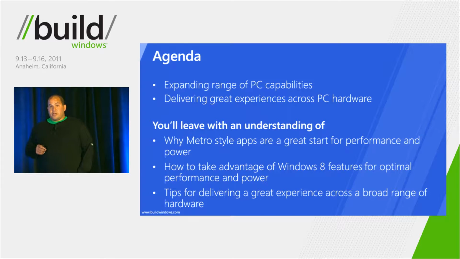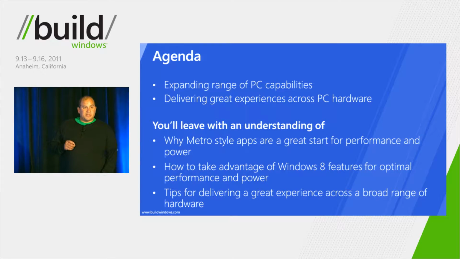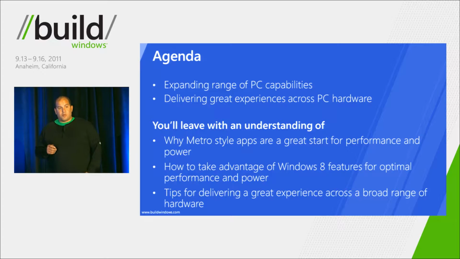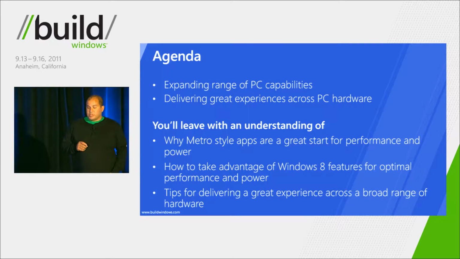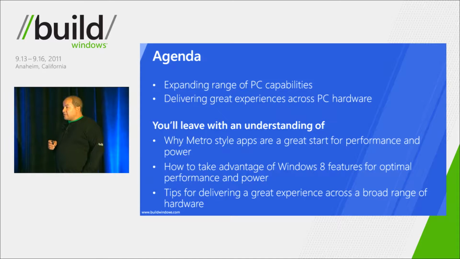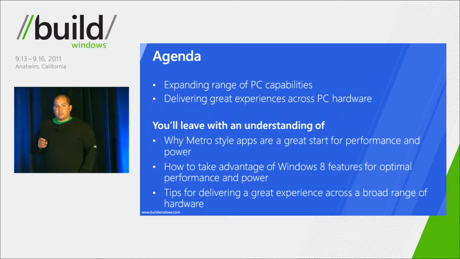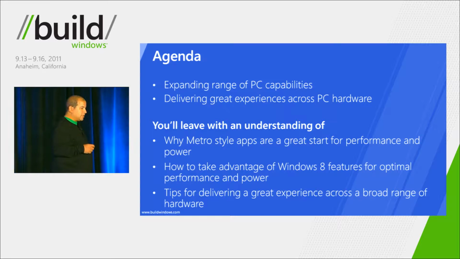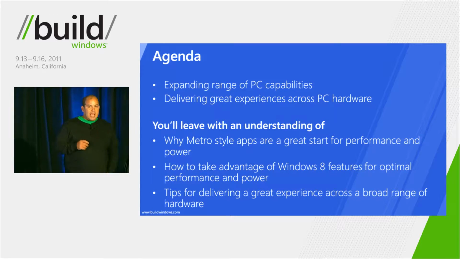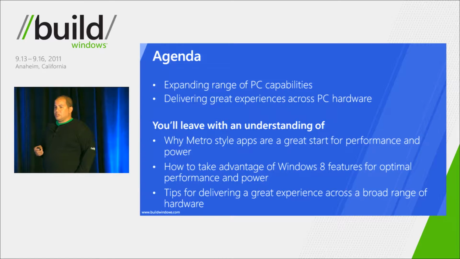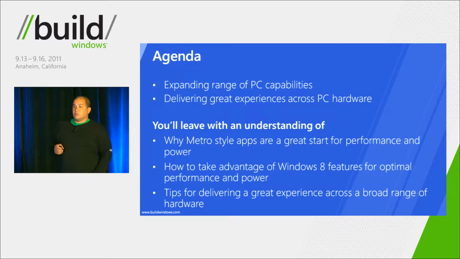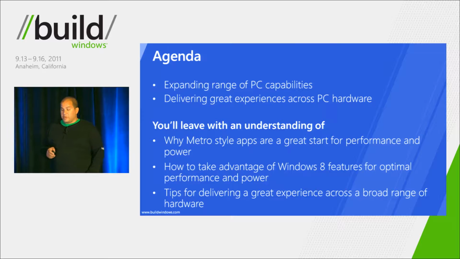Hopefully you'll leave with a great understanding of why Metro-style apps have been designed from the ground up for great performance and great energy efficiency. We'll talk a little bit more about that in more detail. How to take advantage of Windows 8 features. We've built a lot of features and capabilities. You'll see that not only do we look at the operating system and delivering great performance and battery life, but how do we provide solutions and capabilities that you as developers can take advantage of as you're delivering solutions in Windows 8. And then tips for delivering great experiences across the broad range of hardware.